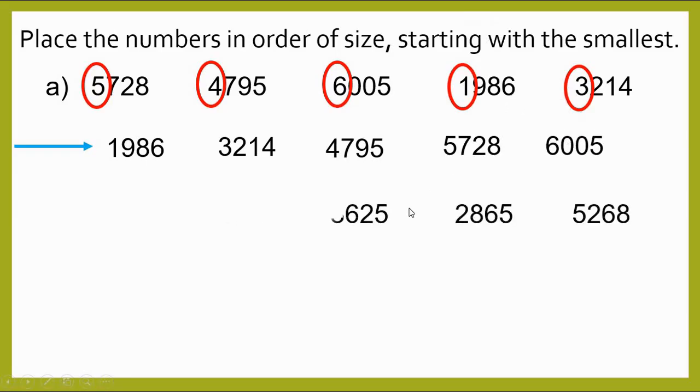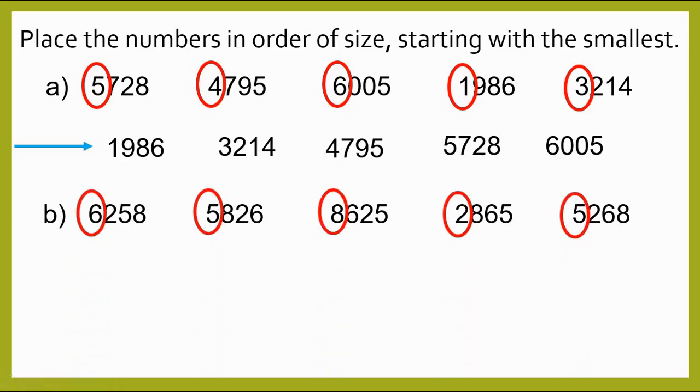Let us see what we had to do in this second example. Again, see the first digit from the left side of every number. And if you will see, here it is 6, 5, 8, 2 and 5. But the smallest is 2. So let us write that number first, 2865. After that, 5826 and 5268 will come.